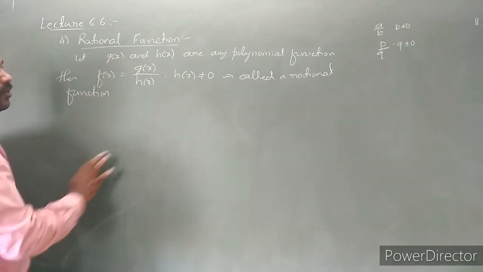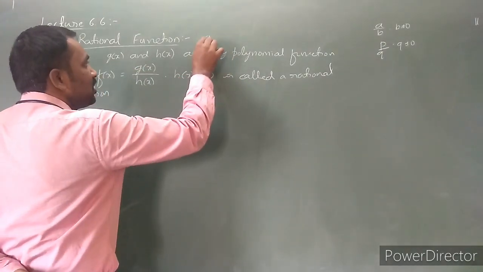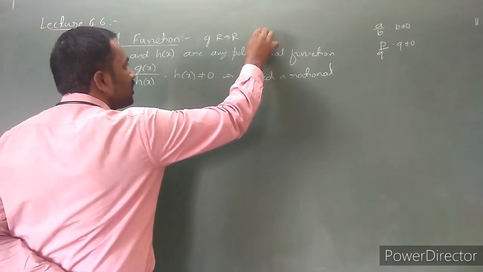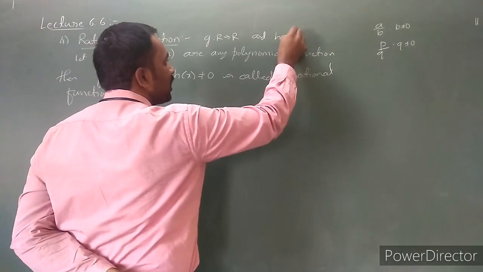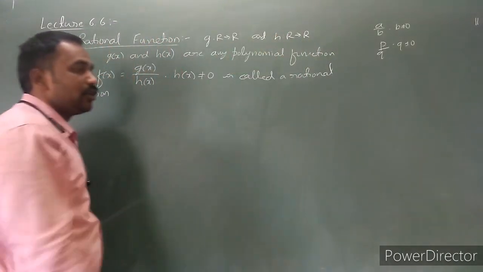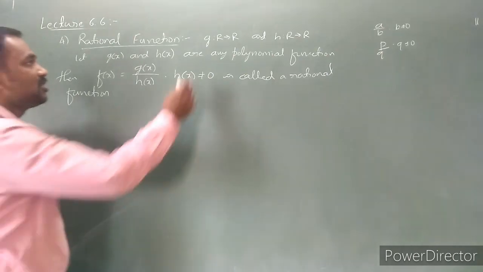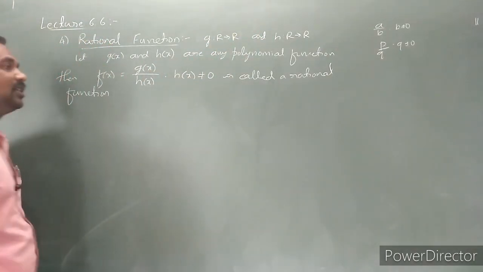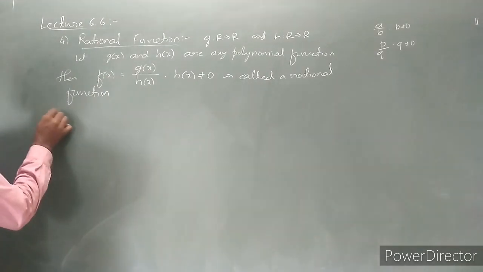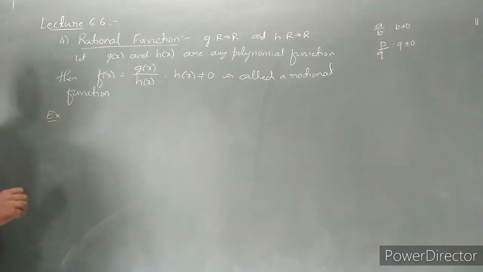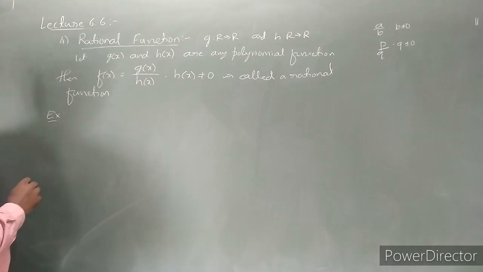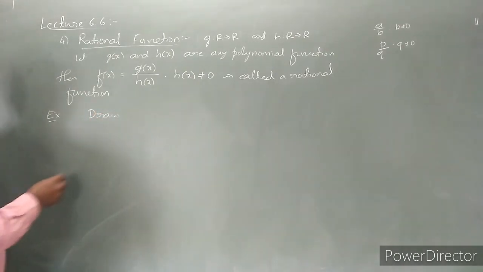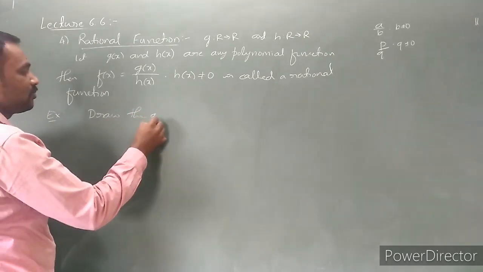Obviously, these two polynomial functions mean g is from R into R, and h is also from R into R. That is, the domain and codomain of g and h are the set of real numbers or a subset of the real numbers. Okay, the definition is clear. Now let's move to the example. Now I consider one example for the rational function: draw the graph of the function.